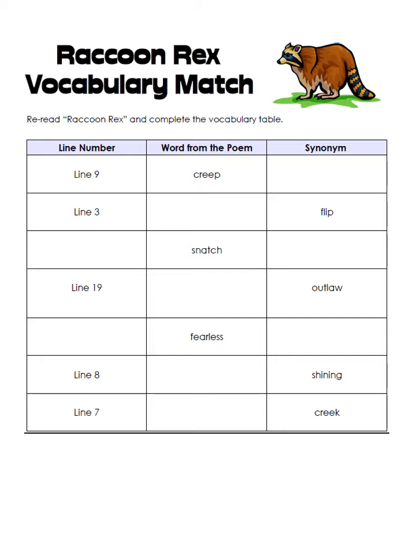The second last one is line 8, and the synonym they give you there is shining. You should find a synonym from the poem, which means shining. The last one is line 7. The word they give you is creek. You should find a word from the poem that means the same as creek.